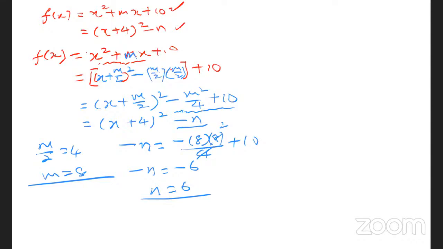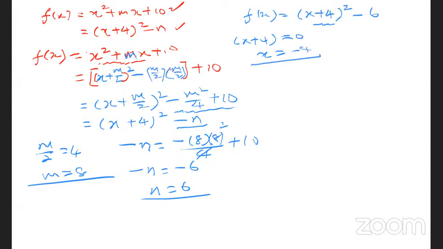Next, B, look at B. Now, state the equation of the axis of symmetry. There you are, axis of symmetry. So f(x) equals (x + 4) squared minus 6. Okay, this is already in the form of a perfect square. So you write, when x + 4 equals 0, x equals negative 4. And this is the equation of the axis of symmetry.